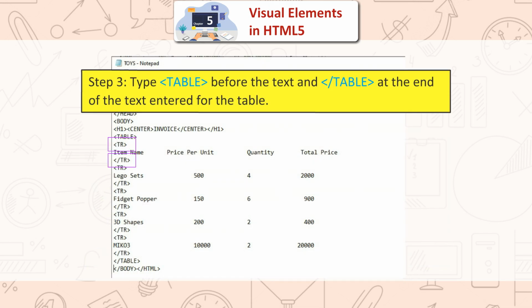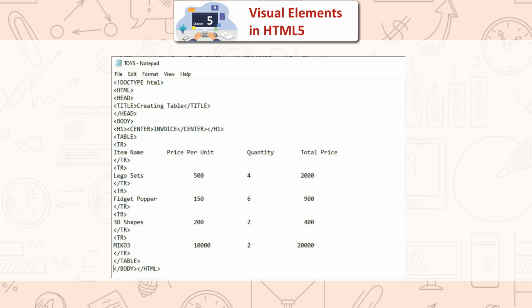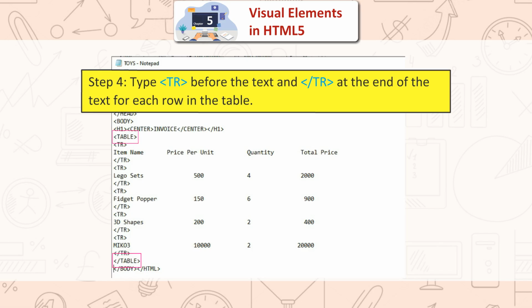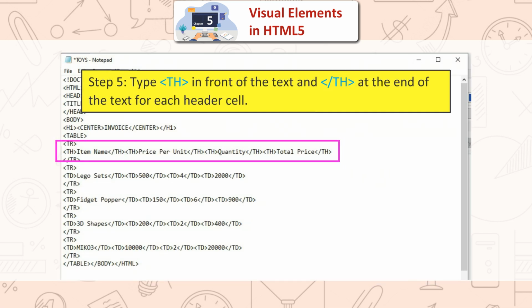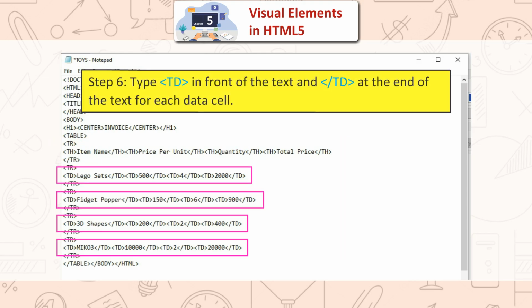Step 3. Type <table> before the text and </table> at the end of the text entered for the table. Step 4. Type <tr> before the text and </tr> at the end of the text for each row in the table. Step 5. Type <th> in front of the text and </th> at the end of the text for each header cell. Step 6.